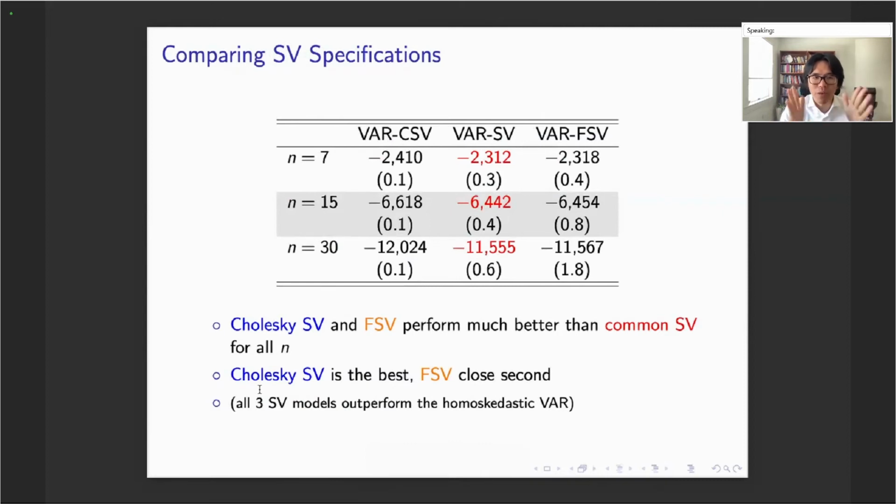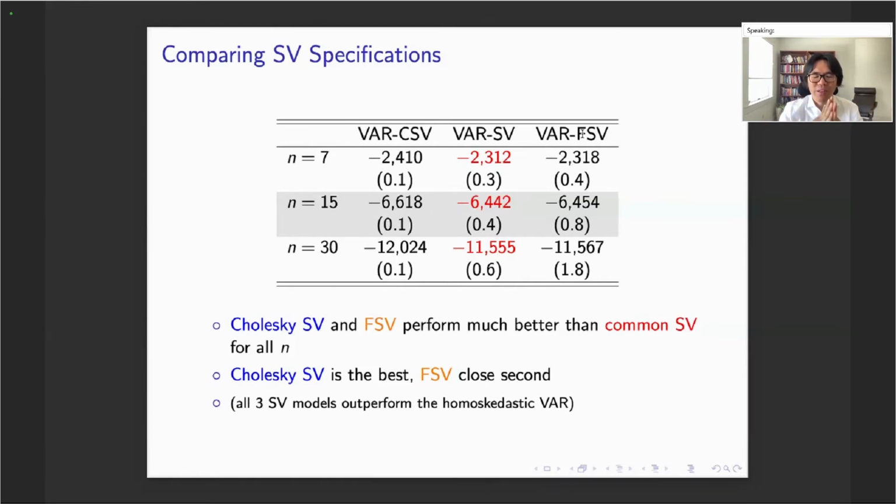First, I compare the three models. Let me just say that I also compute the marginal likelihood for the homoscedastic models. But for all the data sets, the stochastic volatility models win over the homoscedastic VAR by a large margin. So there is some sort of time-varying volatility in the data. I guess it is not surprising. Among the three stochastic volatility models, the best model is this Cholesky SV. Here I call it the common SV, the Cholesky SV, even though it also starts with C, but I just call it SV. And I also have the factor stochastic volatility.